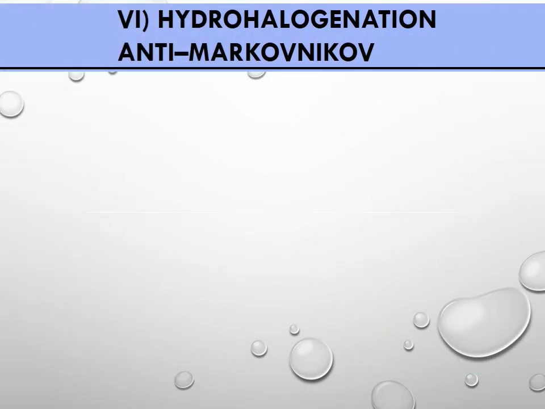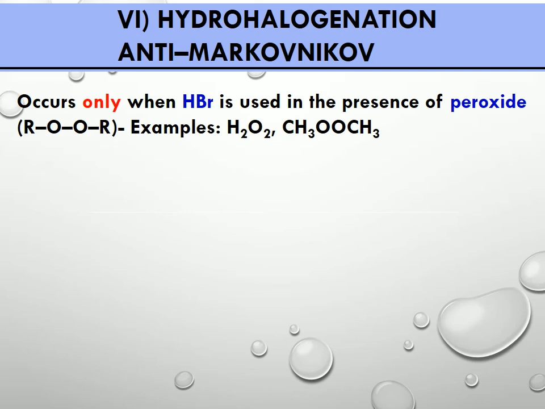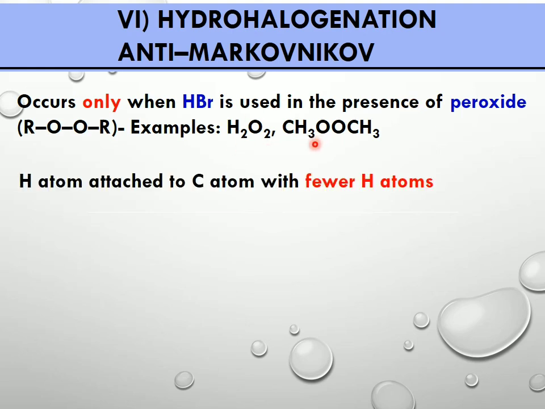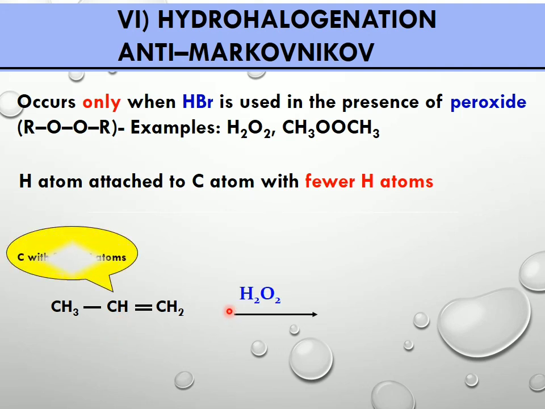Next, hydrobromination, which follows anti-Markovnikov rules. Anti-Markovnikov addition normally only involves hydrogen bromide where there is peroxide. The peroxide used is normally hydrogen peroxide or methyl peroxide. What happens is that the hydrogen atom will be added to the carbon atom with fewer hydrogen atoms. This is anti-Markovnikov. For example, propene. When I add HBr in the presence of hydrogen peroxide, the H will be added to this carbon which has fewer hydrogen atoms, and Br will be added to the other carbon.